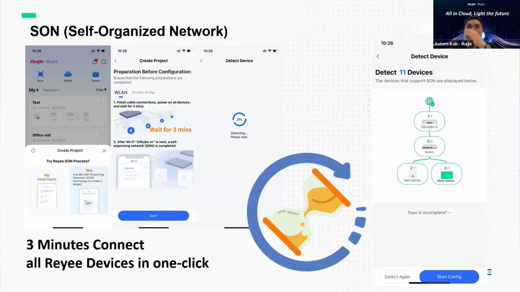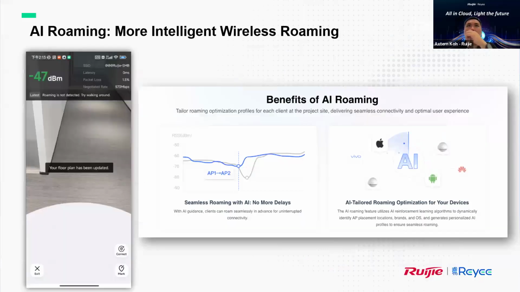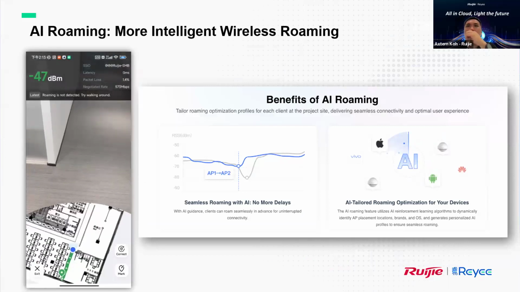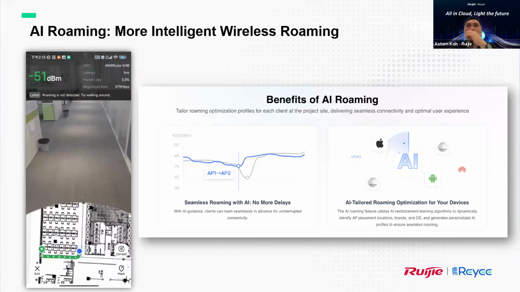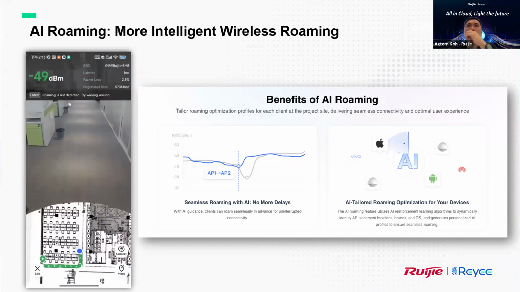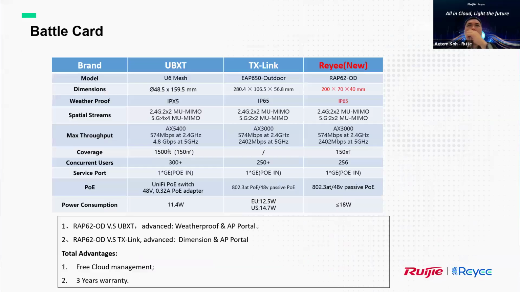Okay, and SON is also going to help you deploy scenarios like 10 units, 20 units in one environment. You can easily set up the APs within 3 minutes. This is a SON feature. And they also support roaming. For this unit, they also support AI roaming to let you get a better roaming experience for your users.